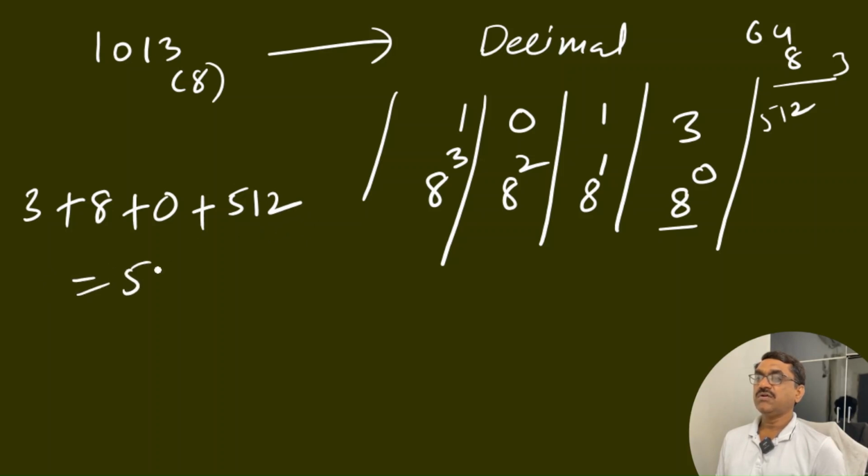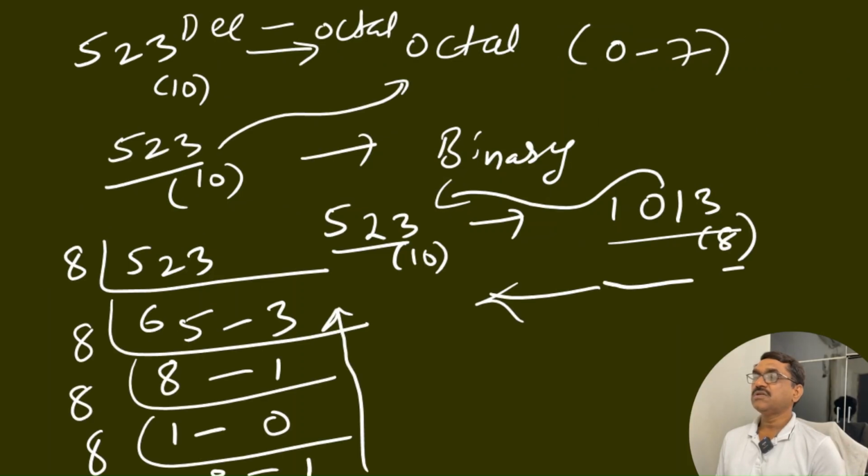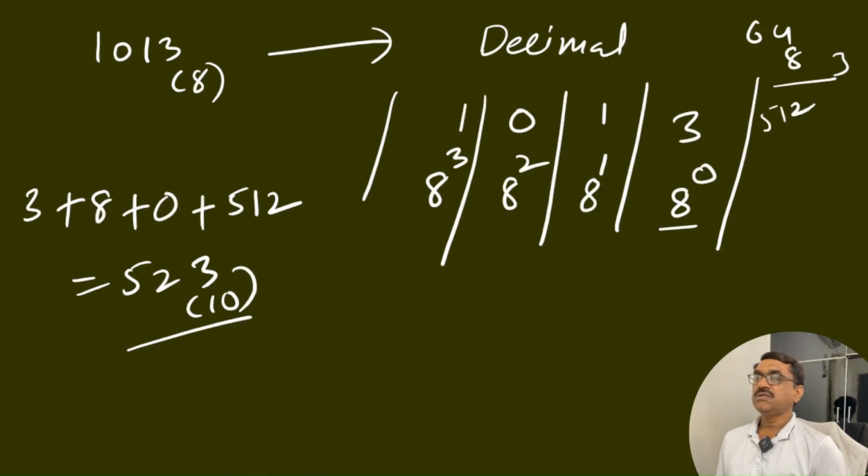523. You see this, this is the decimal equation. I think we got the same answer, 523. This is the way to convert the octal number into the decimal. Now we will see how to convert the octal number into binary.